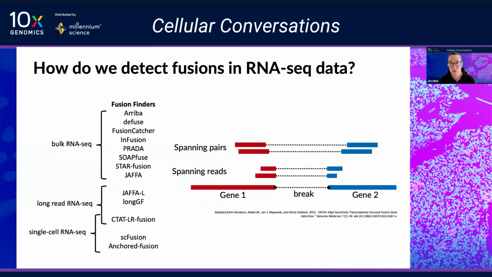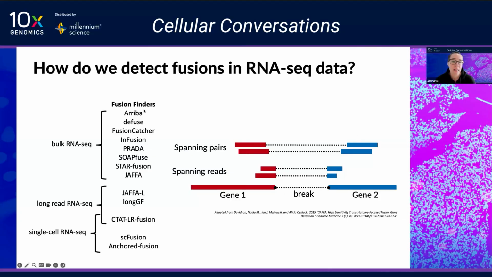So how do we detect fusions in RNA-seq data? Basically, we're really looking for one type of signal. If we've got our fusion gene here, our two genes with a breakpoint, we're trying to find either spanning reads, where one side of the read maps to part of one gene and the other side maps to part of the other gene, or spanning pairs, when you're doing paired end, where one of the pair maps here and the other maps there.